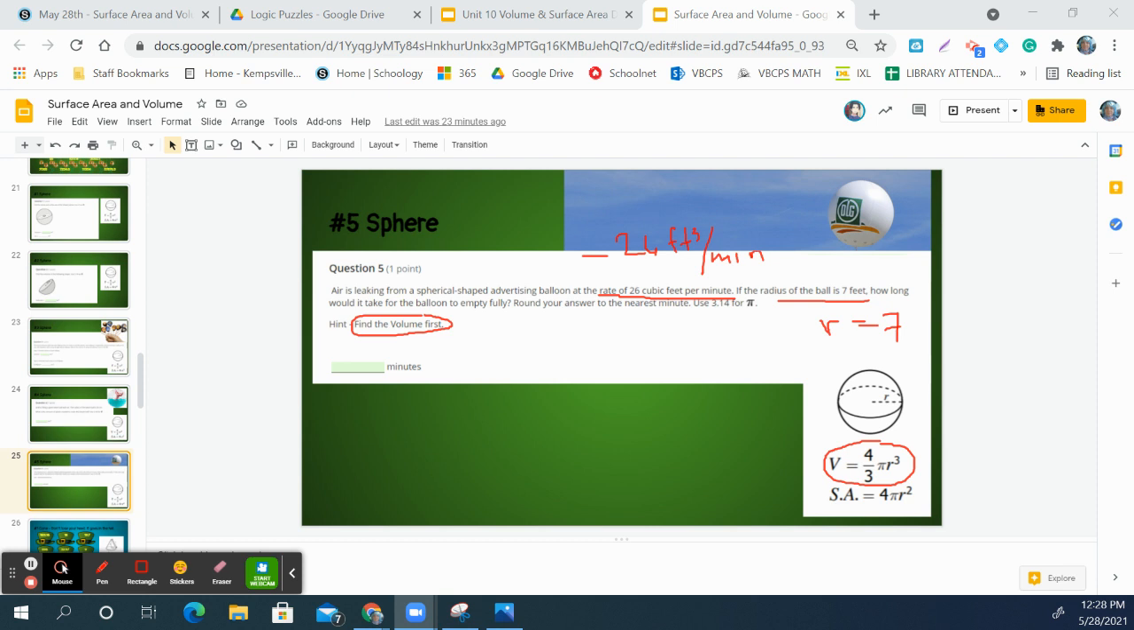Yes, the questions on the Google Slides are exactly the same as the puzzle pieces. Exactly the same.